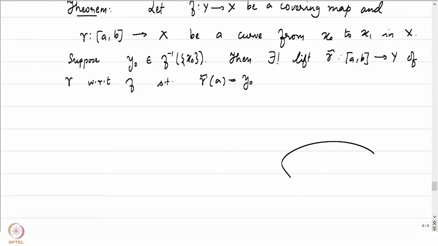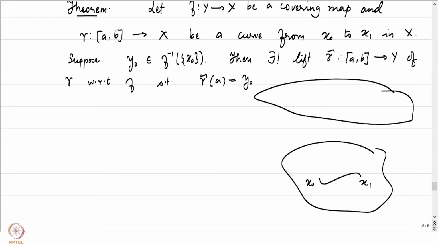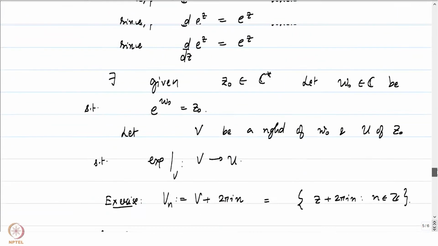If it is to be captured in images, suppose you have a curve here, say this is from x0 to x1, and suppose this is the cover. Oh yeah, I didn't say what is meant by a cover.